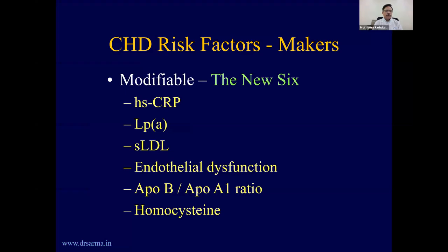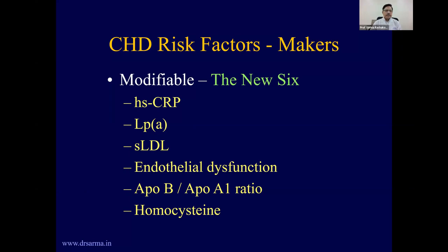Now we come to the markers. So what did we complete? We completed non-modifiable risk factors. What are the non-modifiable risk factors? Age, gender, ethnicity, premature coronary artery disease, and then phenotype B and type A personality. Then the modifiable risk factors: diabetes, hypertension, dyslipidemia, smoking, physical inactivity, abdominal obesity, and metabolism. These are the modifiable risk factors.